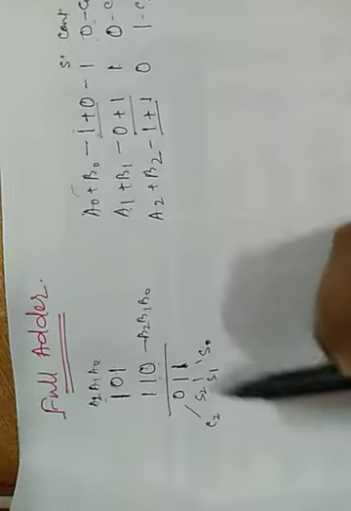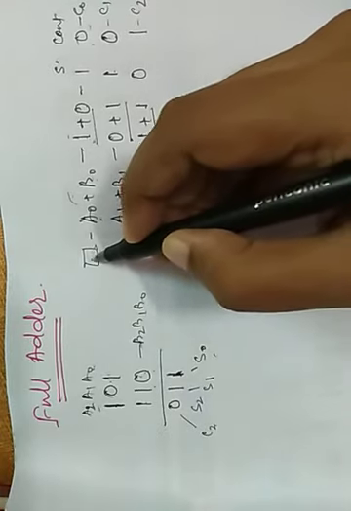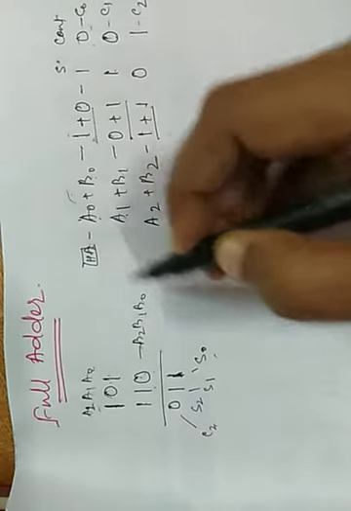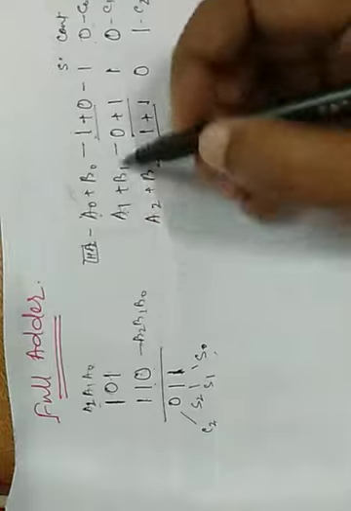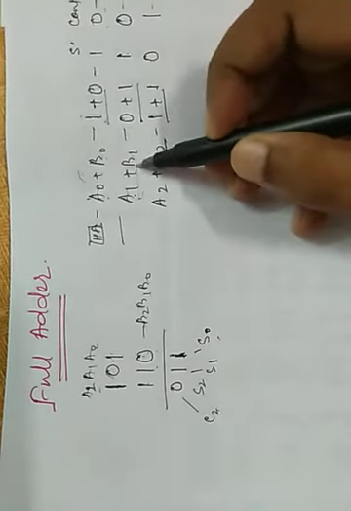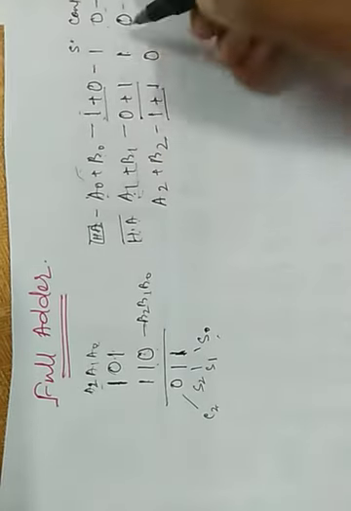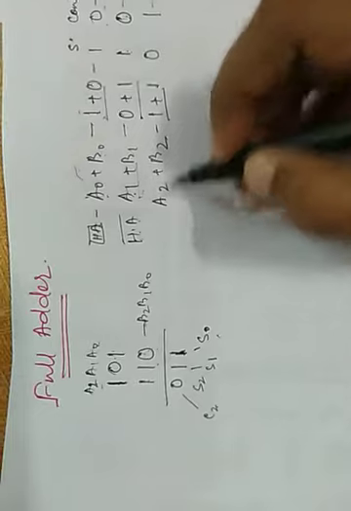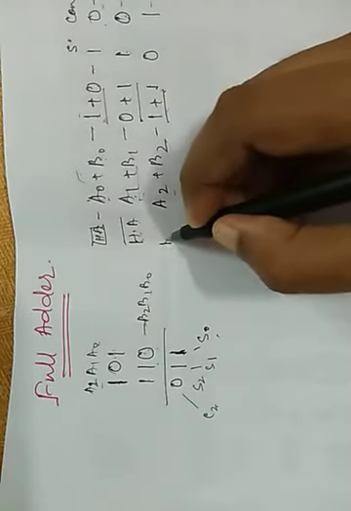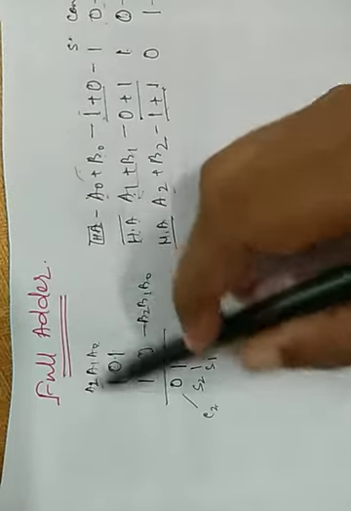So for A1 B1 we can use one half adder, and for A2 B2 another half adder. There are 2 bits added, one carry and one sum, so we can use half adder. This is simple if we add like this way.